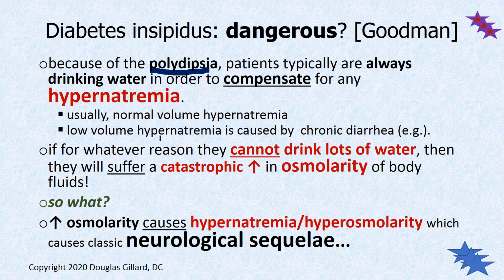Let's see. Low volume hypernatremia is caused by chronic diarrhea. We talked about that last time.